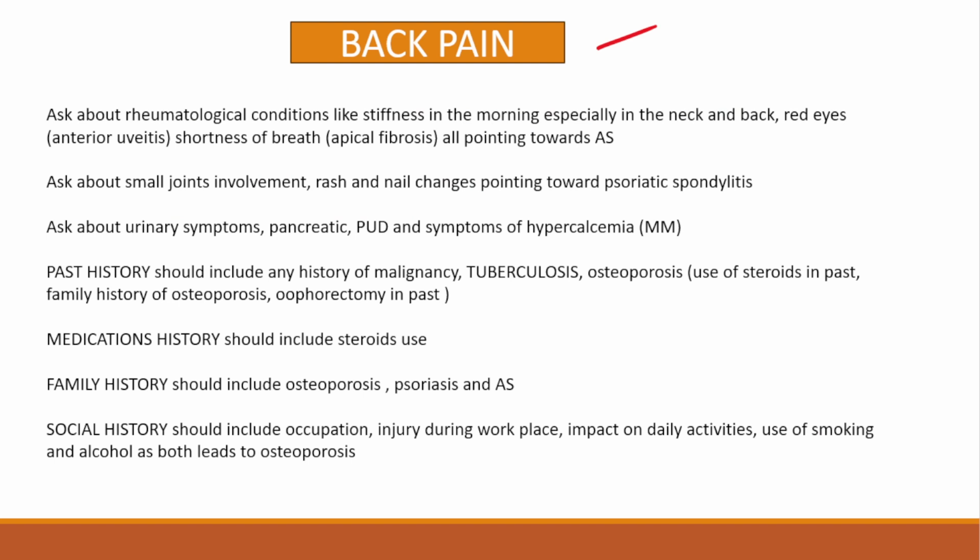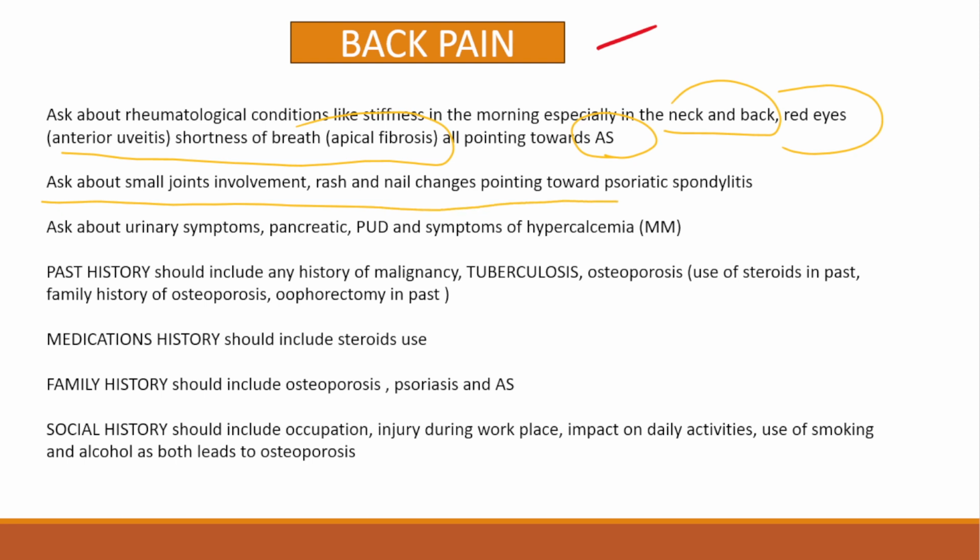Now we will ask a few questions to rule out rheumatological conditions which cause back pain. The first is ankylosing spondylitis. So we will ask about neck and back pain. We'll ask about red eyes, as it causes anterior uveitis, and shortness of breath, because of apical fibrosis. So it will point toward ankylosing spondylitis. We'll ask about small joint involvement, rash, and nail changes, which will point toward psoriatic spondylitis.